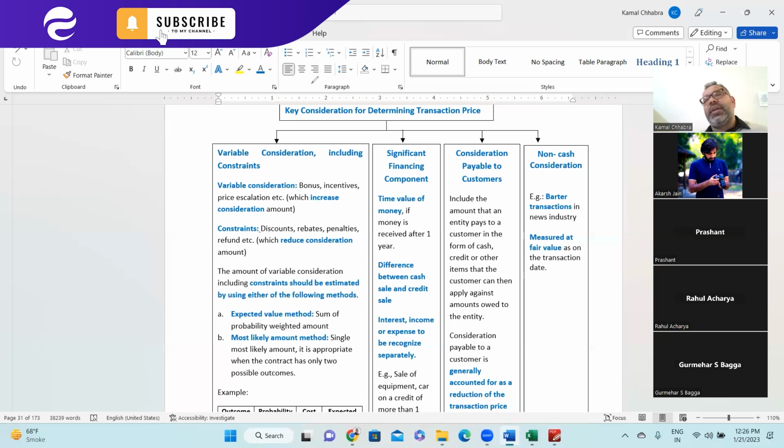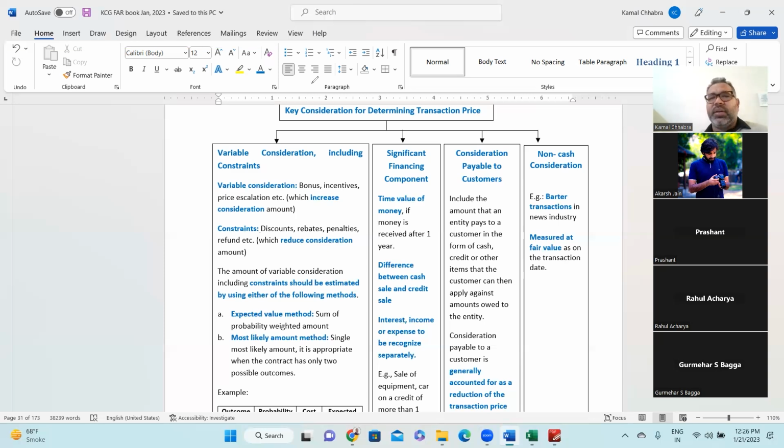So in that scenario, that interest income or finance income needs to be identified and recorded as finance income, but not as income from the sale of goods. Make sense? Yes, sir. Prashant, Rahul, Gurmeher. Yes, sir.